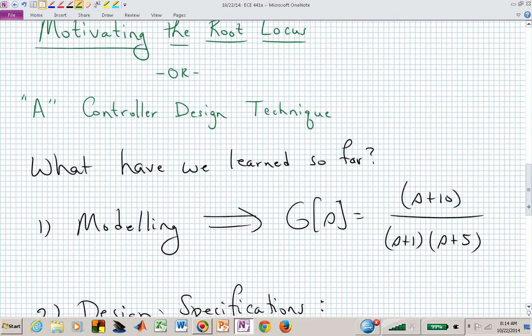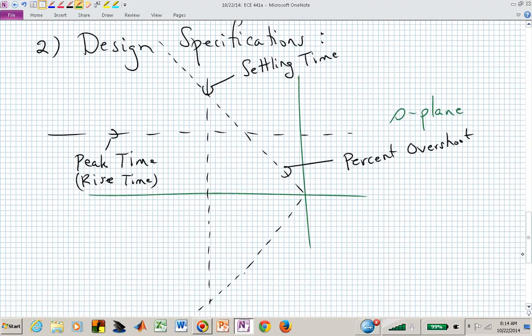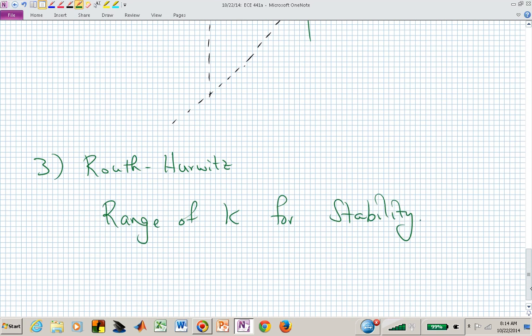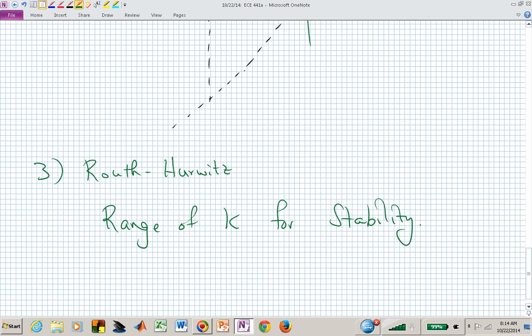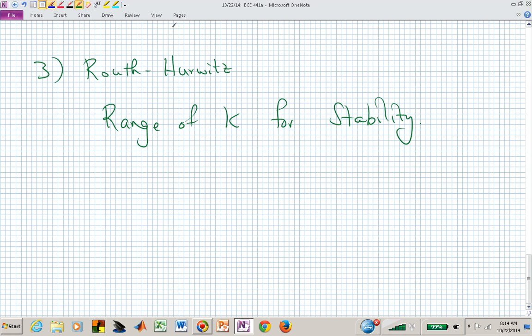We have a system through modeling. We know maybe what we want that closed loop system to be doing as far as its performance or as far as the specifications. We know that we can adjust a gain in our system to influence this relationship because we've done it once with the Routh-Hurwitz. What if we wanted to put all of these together? That's what we want to do now.